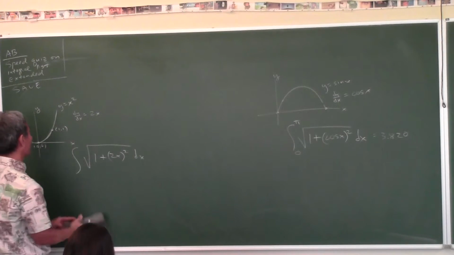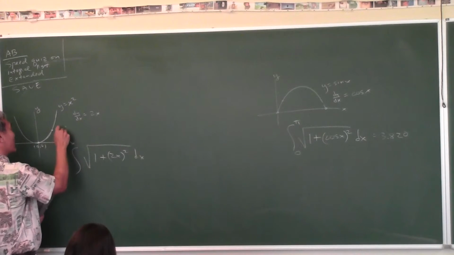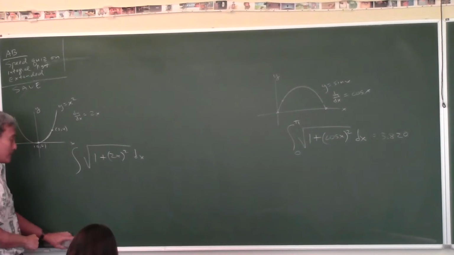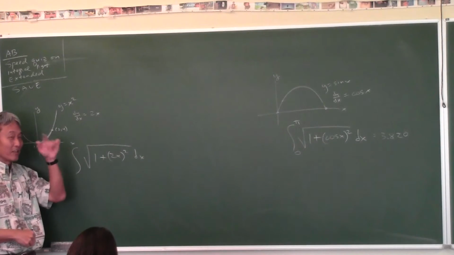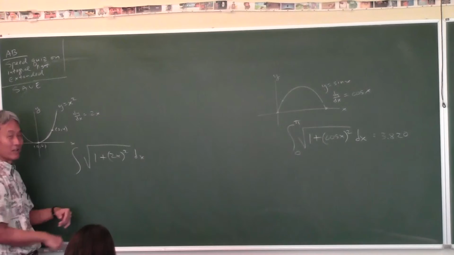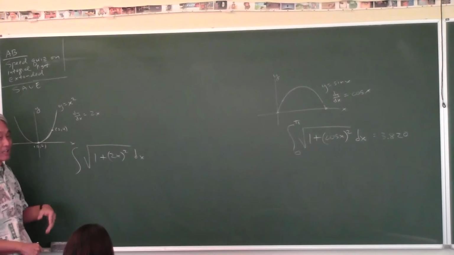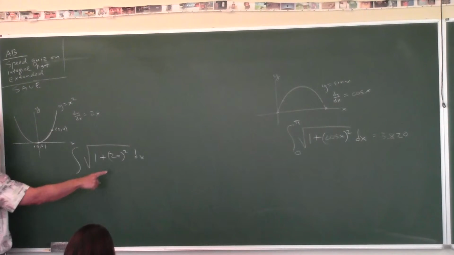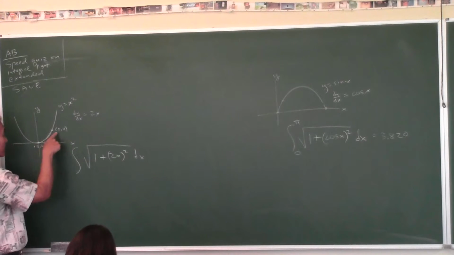You know what? I changed my mind. I don't want to do 1, 1. I want to do 2, 4. Because if you do 1, 1, the people who are doing it in x but look at the y coordinate will get it right. So since you're doing it in terms of x, you go from 0 to 2.